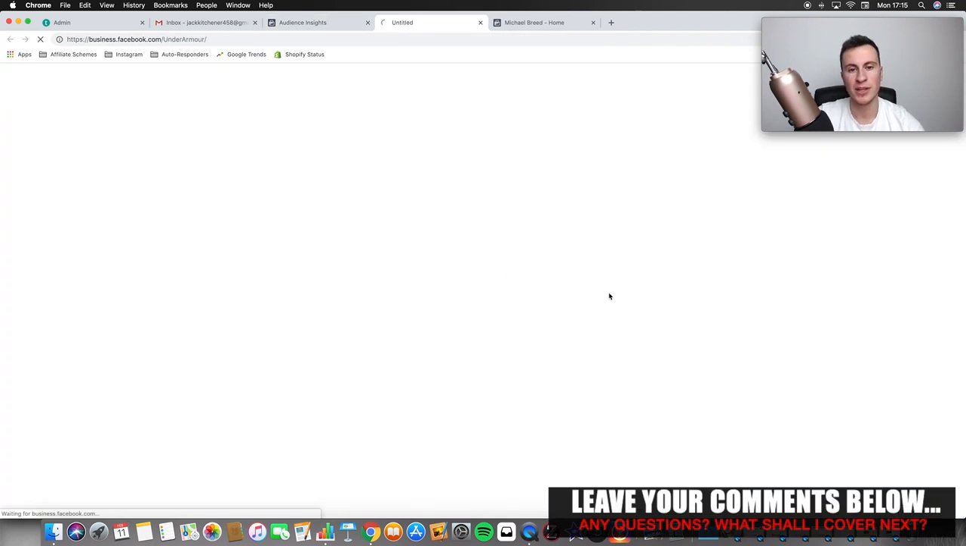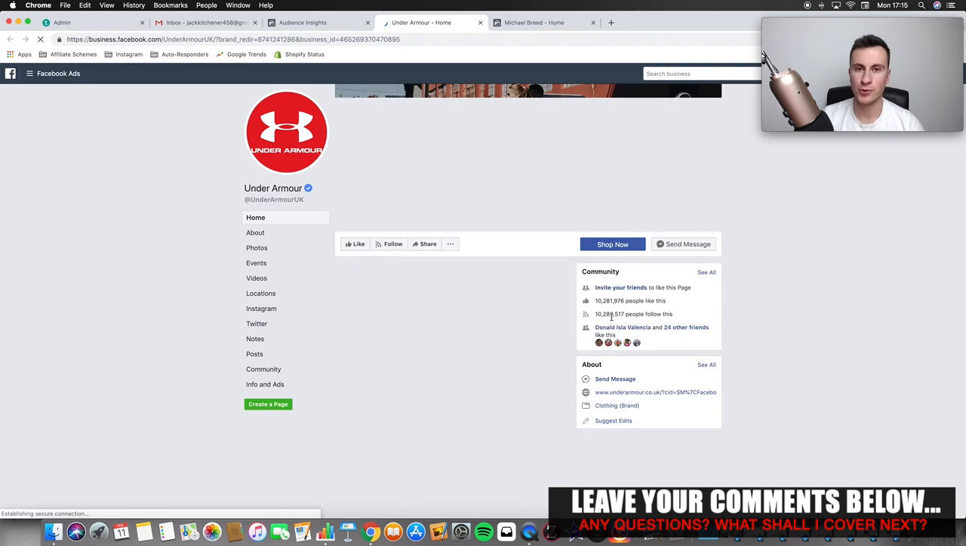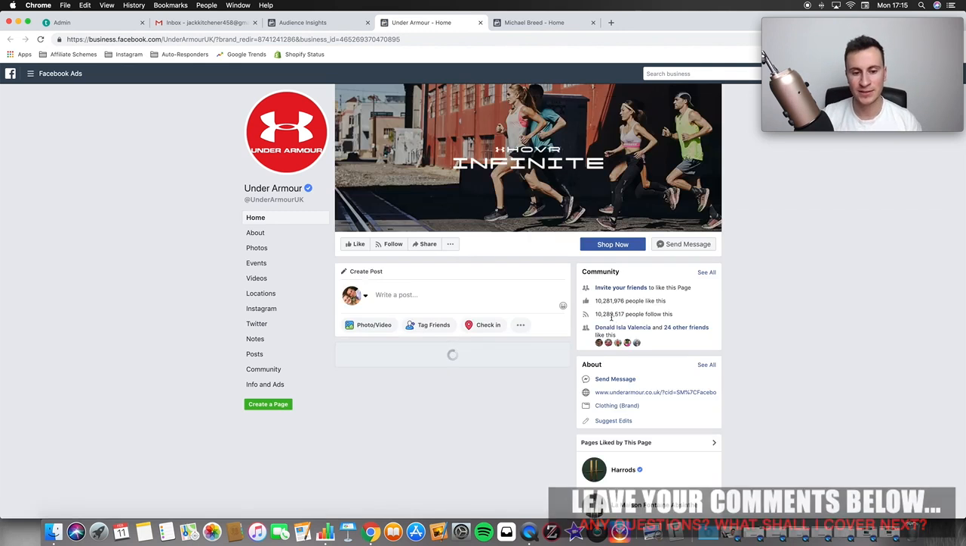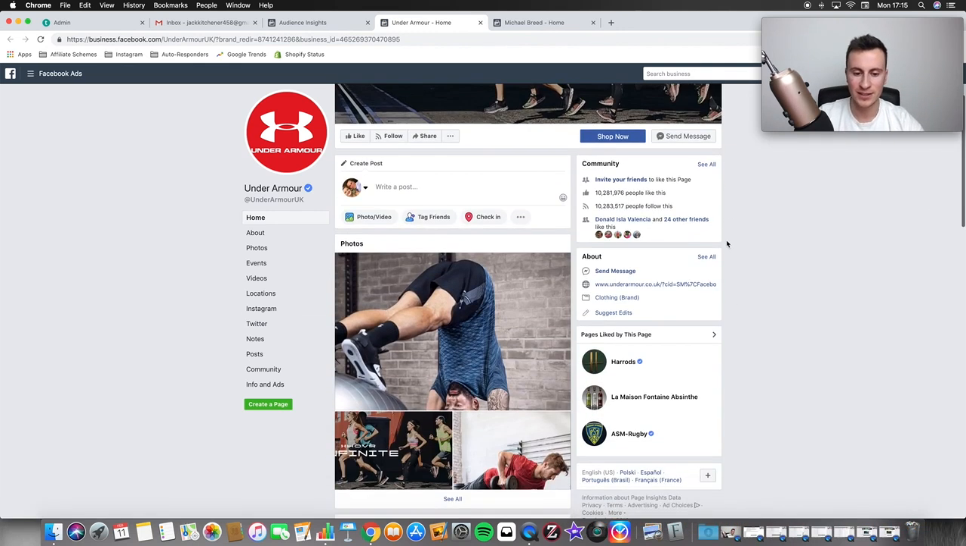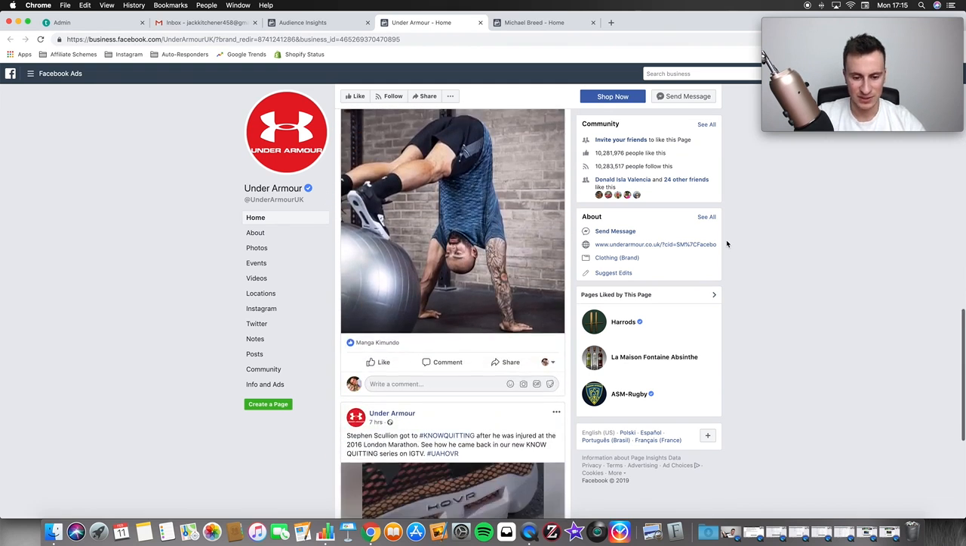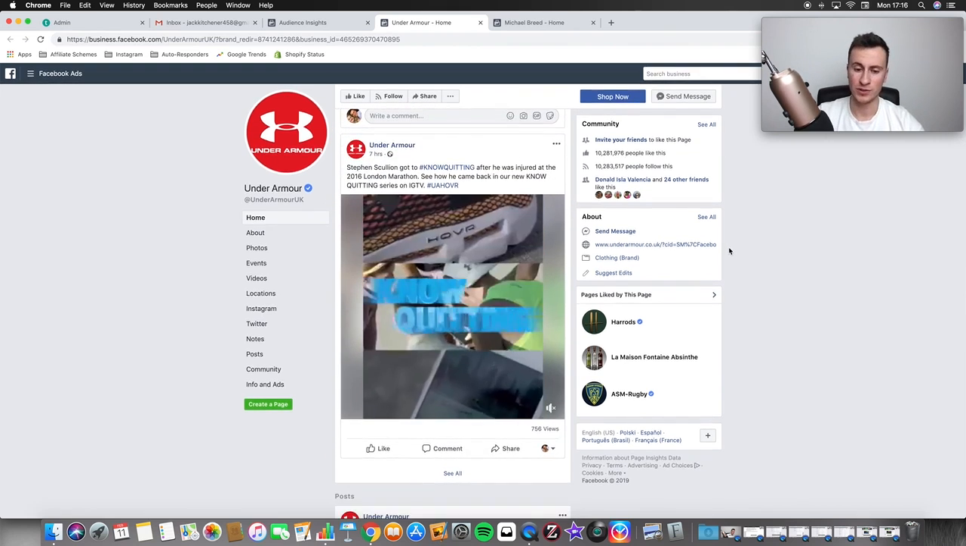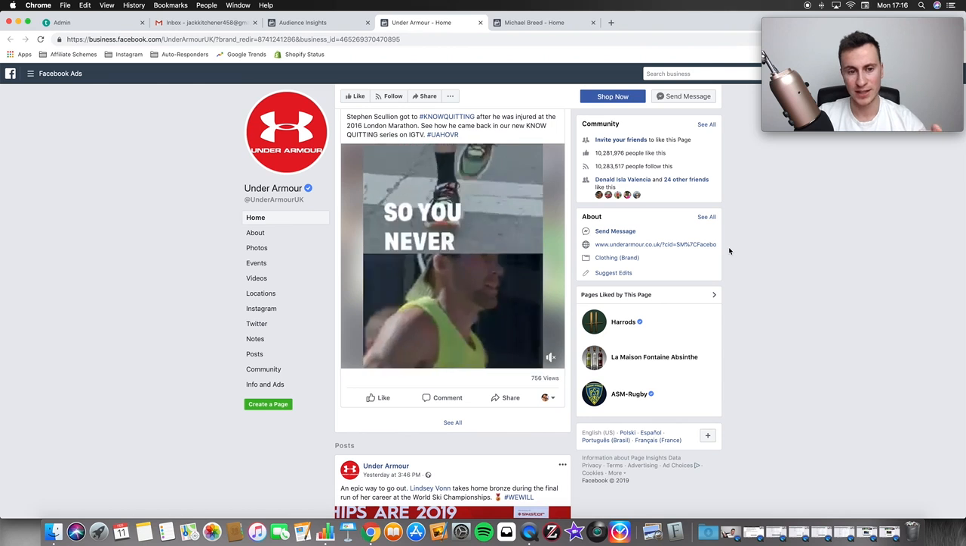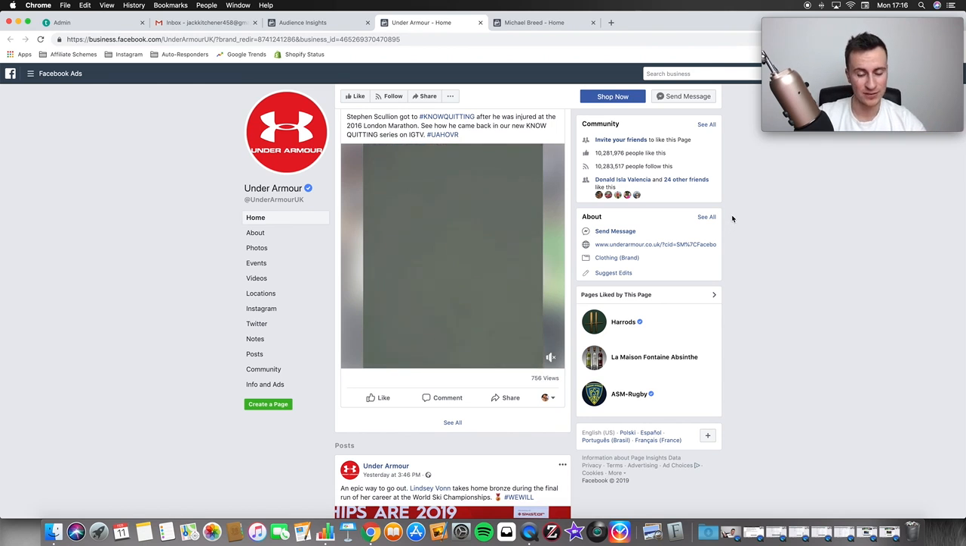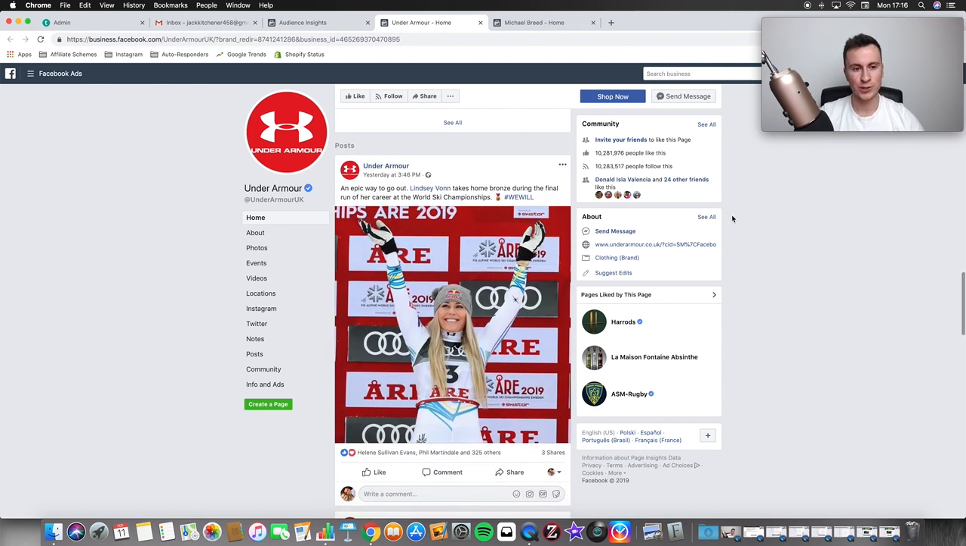So Under Armour, it's a brand, it's a huge brand within the golfing space. But if you open up their page, as you can see, there's probably zero content in here that's relatable to golf. And therefore, if we were to target Under Armour as an interest for Facebook, then the audience within that interest is going to include a lot of people that have probably never even played golf in their life, and therefore it's not very specific and it's not going to be a very good interest to target.